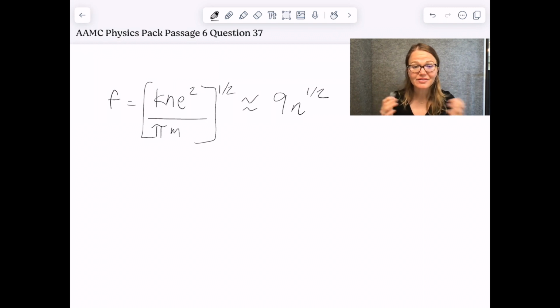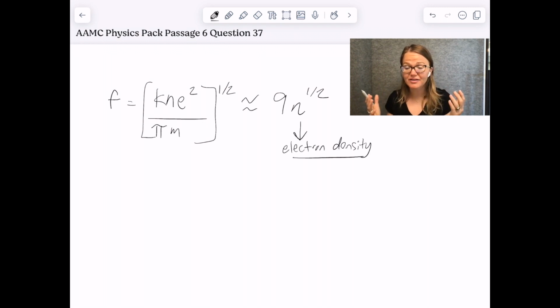And what is our n here? We're told that the frequency of the oscillations occur for a given electron density, n, which is given in electrons per cubic meter. And that's exactly what we're given in our question stem here. So all we have to do is plug in that number we're given in the question stem as the n in this equation. So let's go ahead and do that.